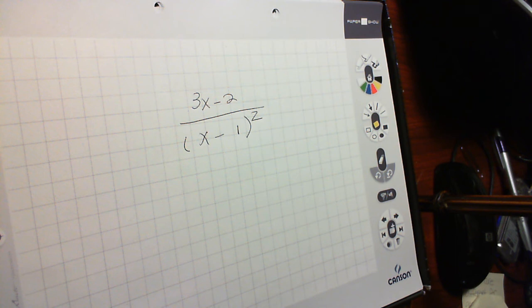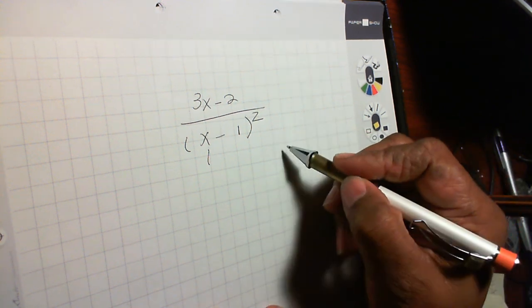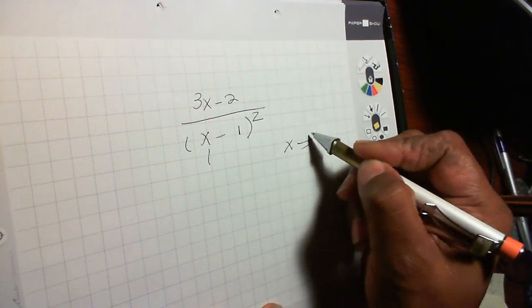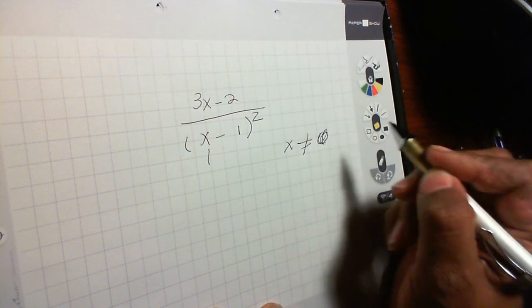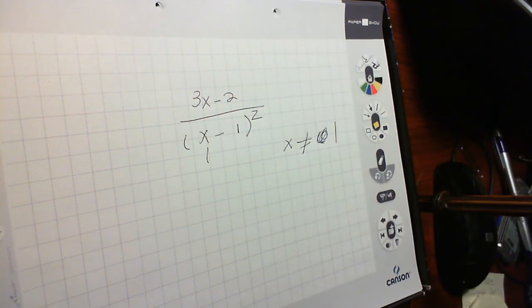Well, this one is not too hard, because the only value that will cause me to divide by 0, that I need to exclude, is when x is equal to positive 1. If I put in positive 1 for x, then 1 minus 1 is 0, and 0 squared gives me a 0. So x cannot equal positive 1.